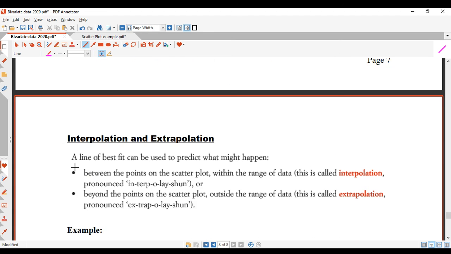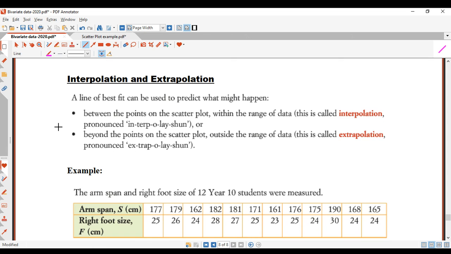Okay. Now let's get on to something called interpolation and extrapolation. Now, we can use that line of best fit to interpret the results. We can predict what might happen using that line. So if we read the data on the line between points on the scatter plot, and it's within the range of the data, this is called interpolation. And if we look beyond the data points by following the line of best fit, this is called extrapolation. Extrapolation is when we're reading data from the line of best fit outside the range of the data.